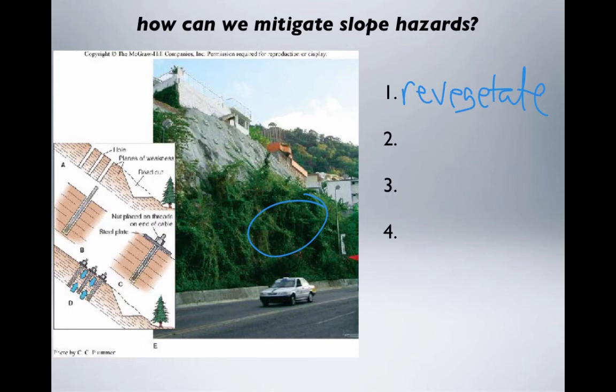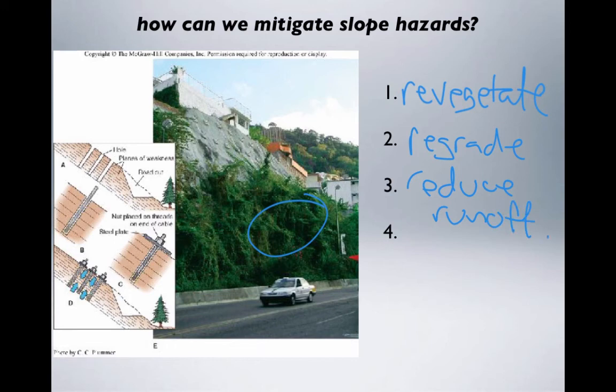A second way is to actually regrade, or make the slope so it's not quite at such a high angle, so gravity's not having as much of an influence. I'm going to write down these different ways, and then show you examples. The third way is to dewater or reduce the surface runoff.